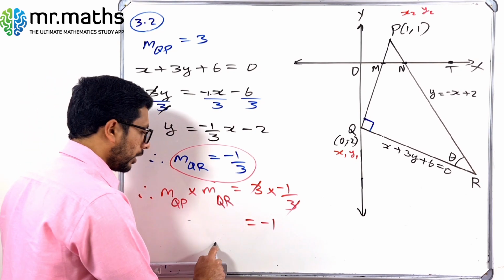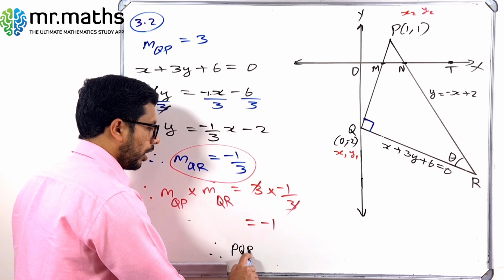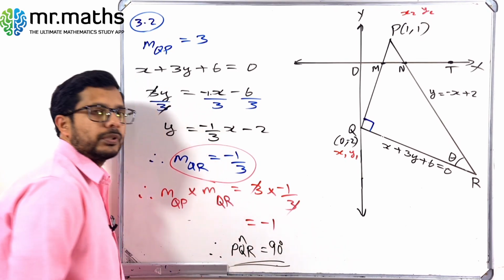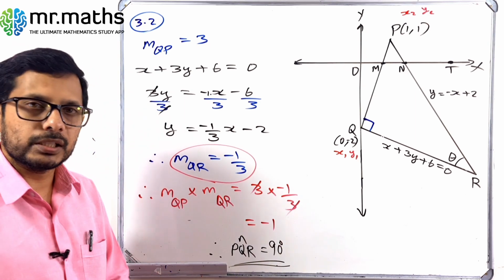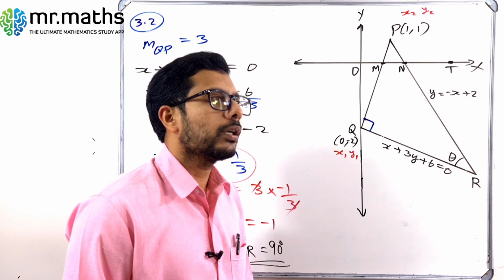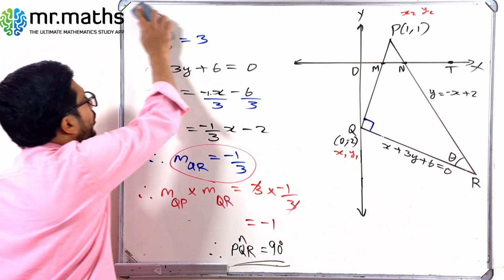So what is the meaning of that? Therefore we can say that angle PQR is equal to 90 degrees, because the product of the gradients is minus 1. That is the condition to prove two straight lines are perpendicular, or 90 degrees. Okay, so that is question number 3.2.